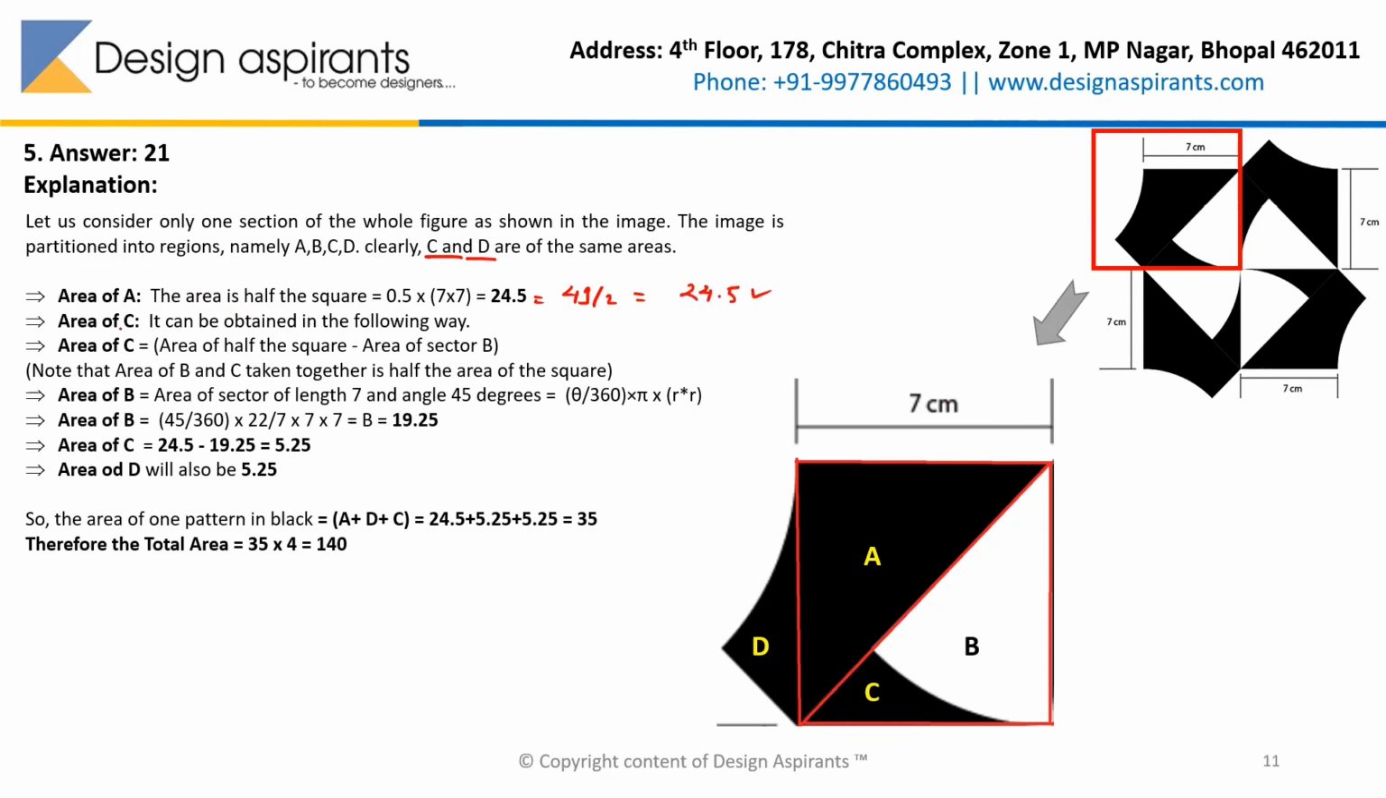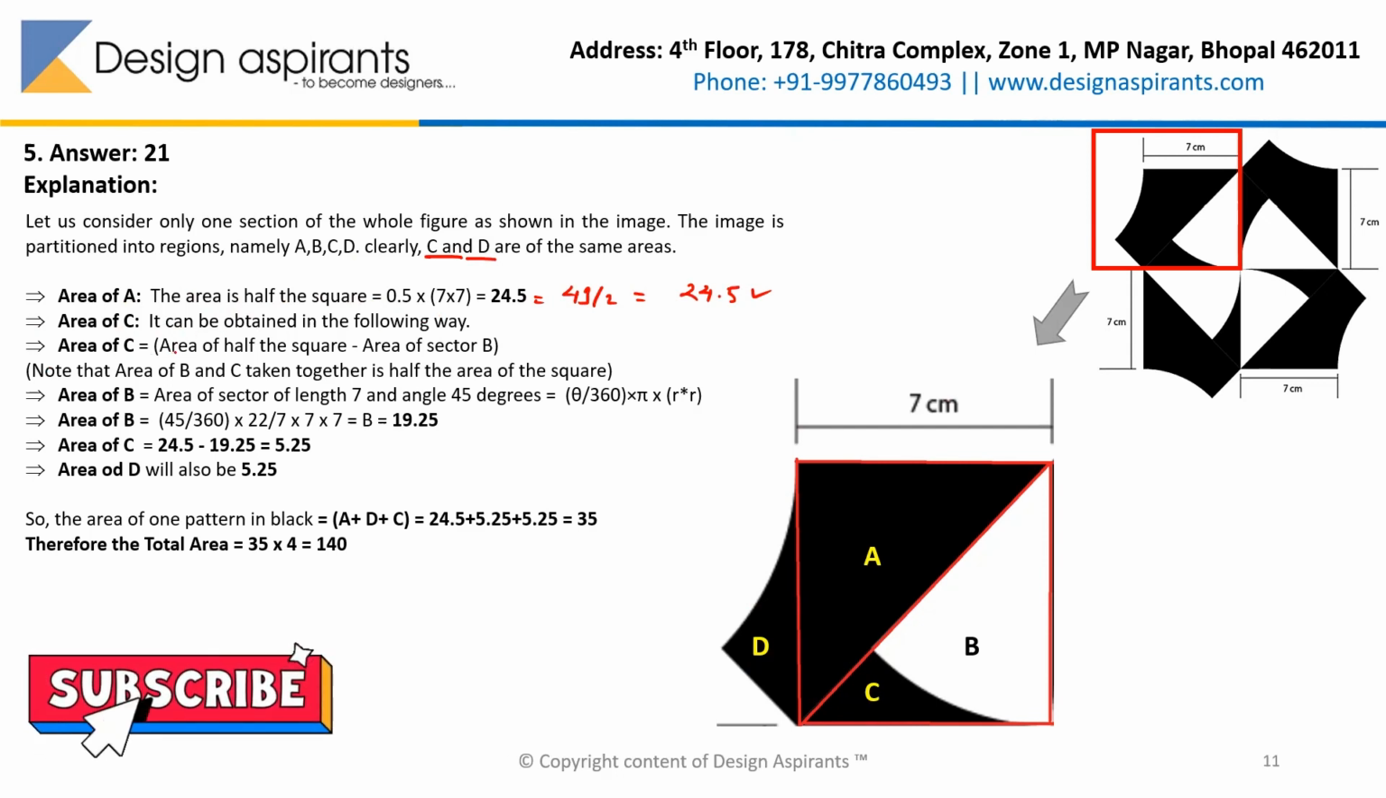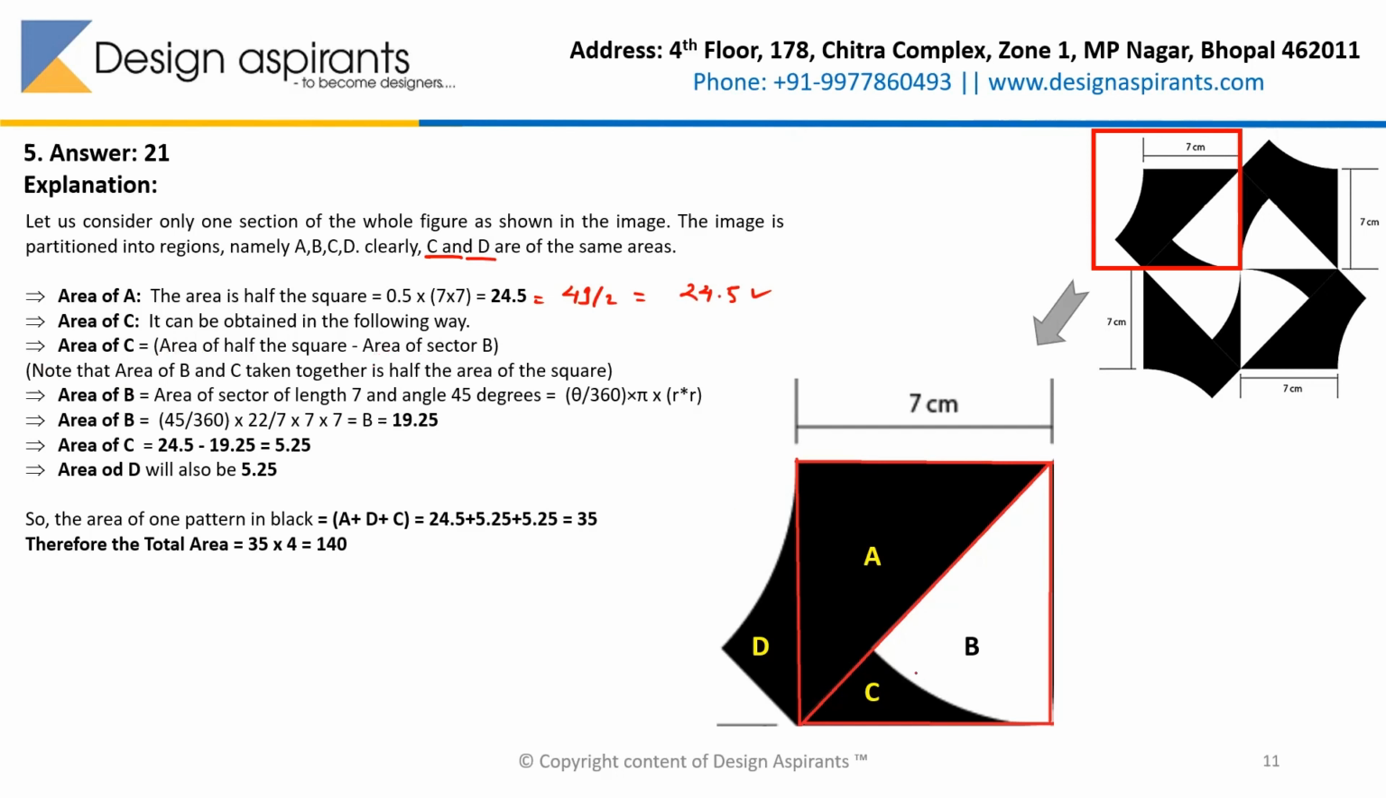Okay. Now what is area of C? It can be obtained in the following way. Area of C is equal to area of half the square minus area of sector of B. This is the sector of B. You know what is sector? In any circle, this portion is called a sector. Sector will always have some angle, theta. So how do you find the area of sector? Note that area of B and C taken together is half the area of the square.